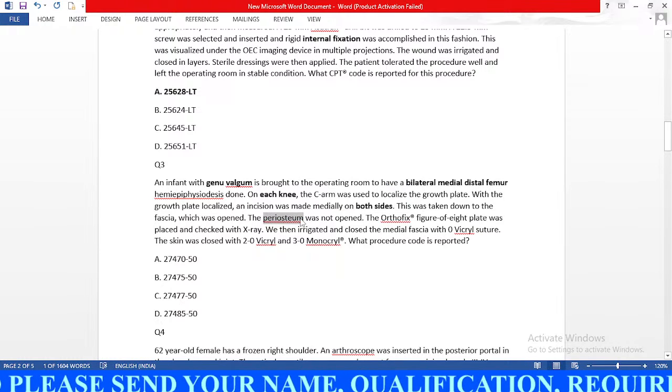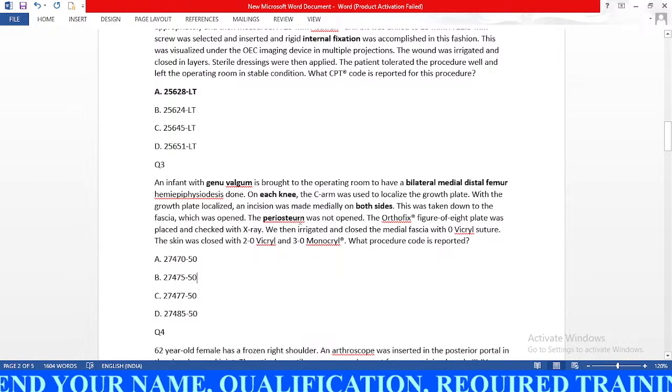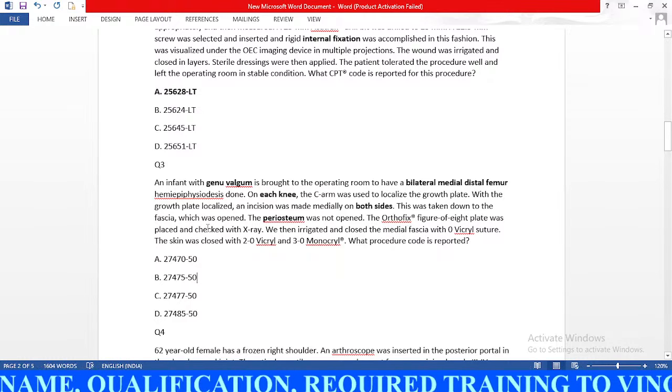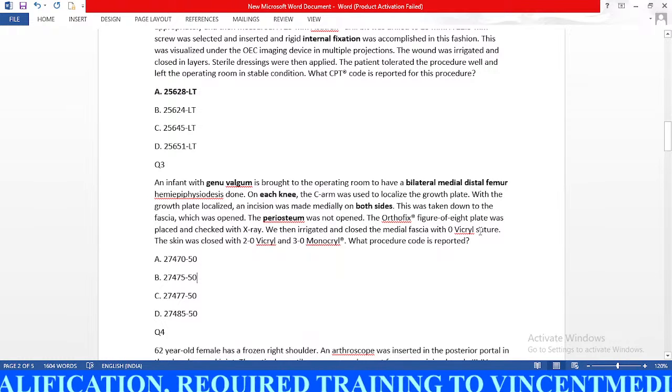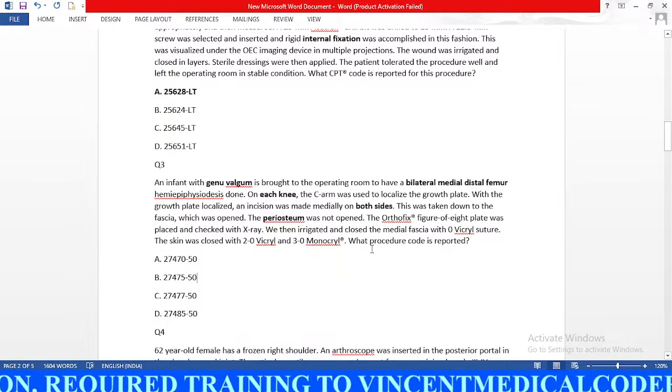Osteum means bone, peri means surrounding the bone. So periosteum means surrounding the bone was not opened. So the Orthofix figure of 8 plate was placed and checked with X-ray. We then irrigated and closed the medial fascia with absorbable suture. The skin was closed with 2 absorbable and 3 monocryl.